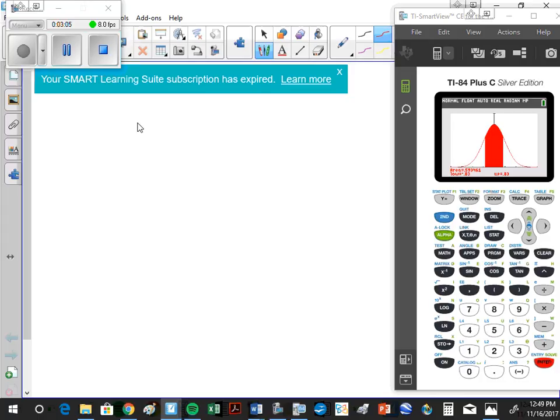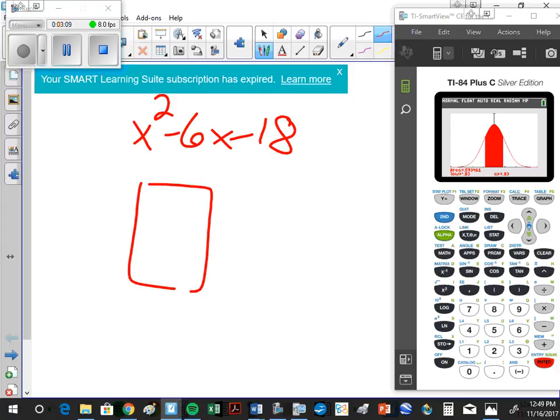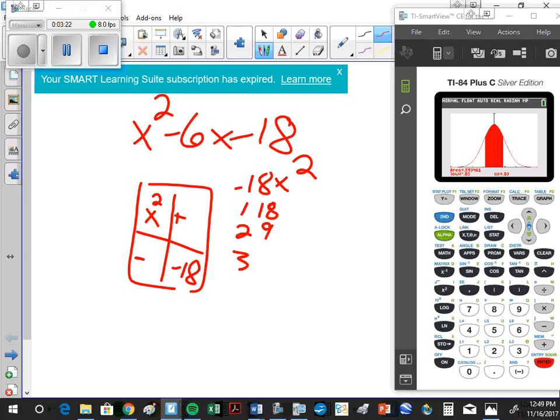X squared minus 6x minus 18. We draw the box. X squared and negative 18. Negative 18x squared. One is plus and one is minus. 1 and 18, 2 and 9, 3 and 6. And we know that the big one gets a minus. So plus, minus, plus, minus, plus.